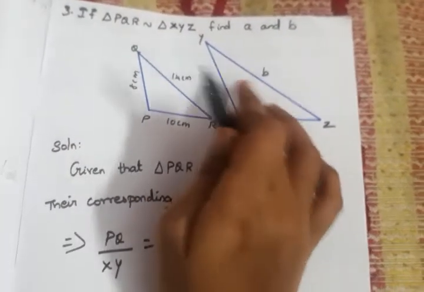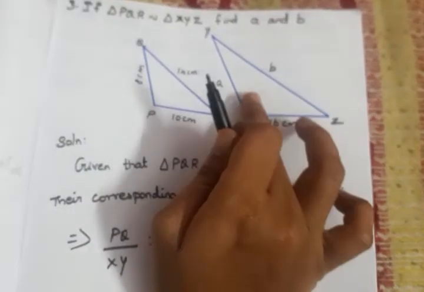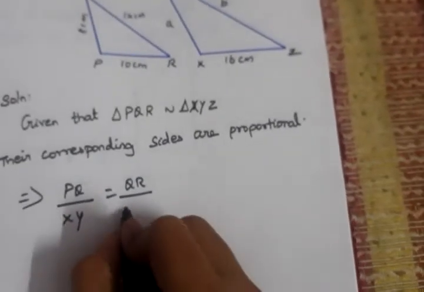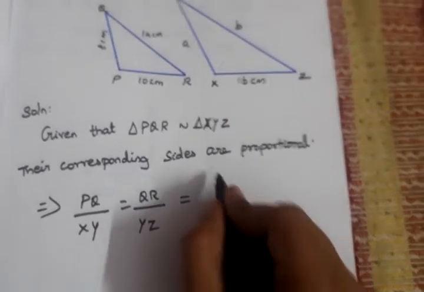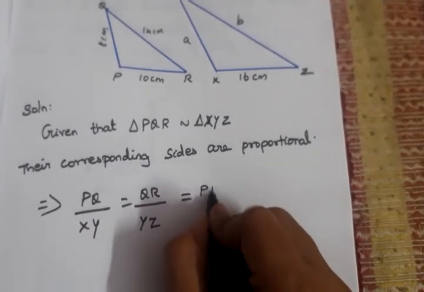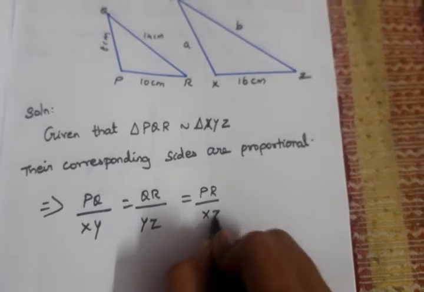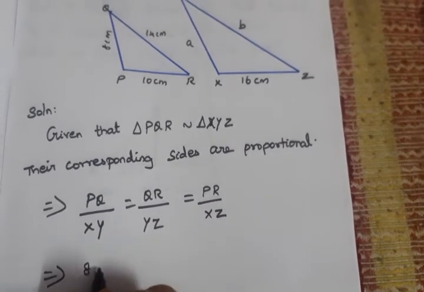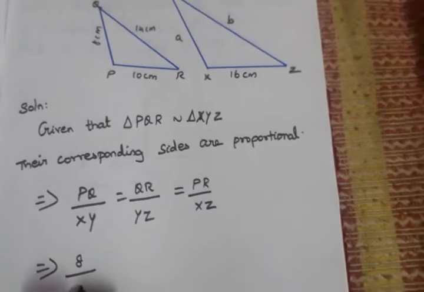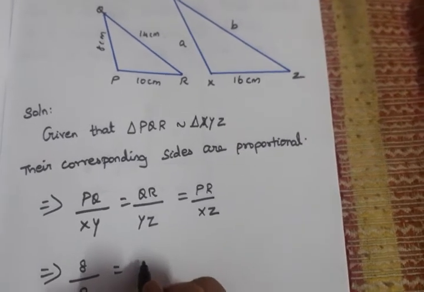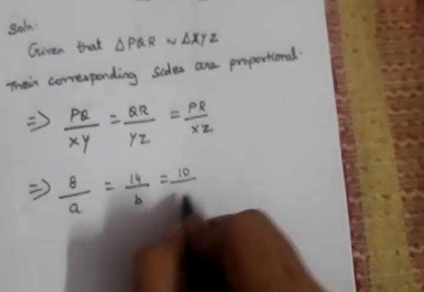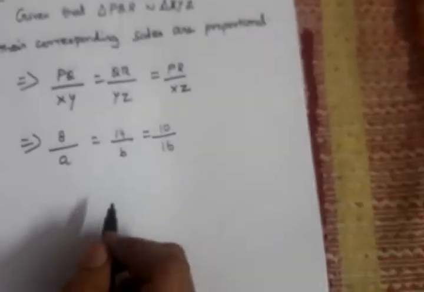Okay. So these sides are not equal, so that is a similar triangle. That is a proportional triangle. Okay. So YZ equal to PR divided by XZ. That implies PQ 8 divided by XY value A equals QR value 14 divided by B equals 10 divided by 16.